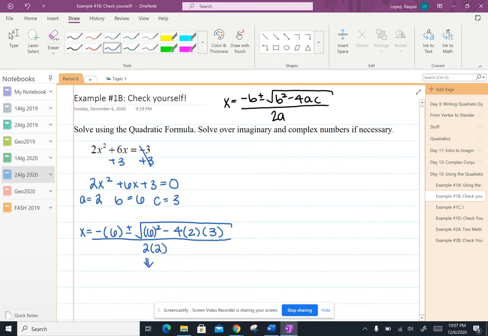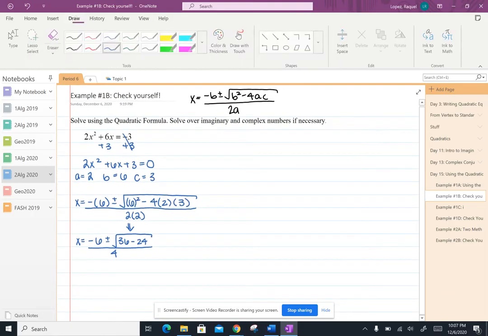Okay, let's go ahead and start simplifying. So we've got x equals, that first part is going to be just negative 6 plus or minus the square root. 6 times 6 is going to be 36, minus 4 times 2 times 3 is going to be 24, all over 2 times 2, which is 4. Okay, and then let's go ahead and simplify that even more. So I have x equals negative 6 plus or minus the square root. 36 minus 24 is going to be 12, all over 4.